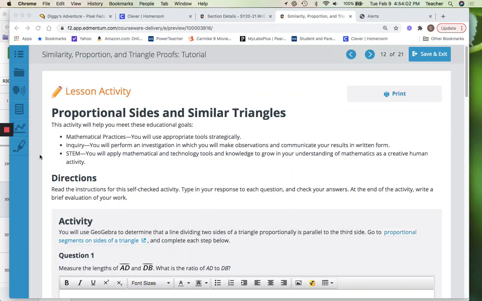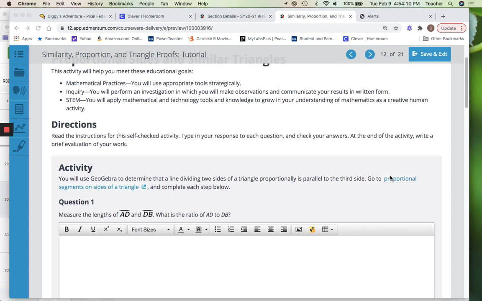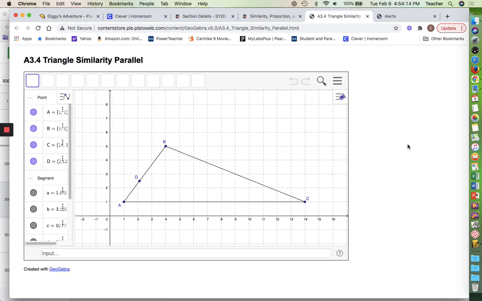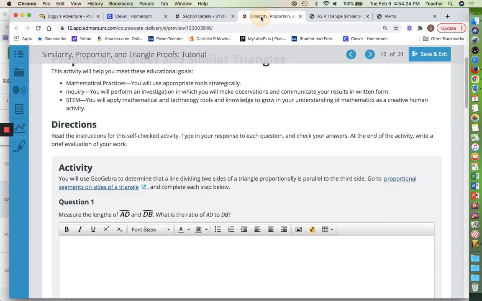All right, you guys are still on proportional sides and similar triangles. This is slide number 12. I'm going to come down here and click on my GeoGebra. We got a different figure here. Looks like a triangle. I'm not sure what this D is hanging out here for. I guess we'll find out.